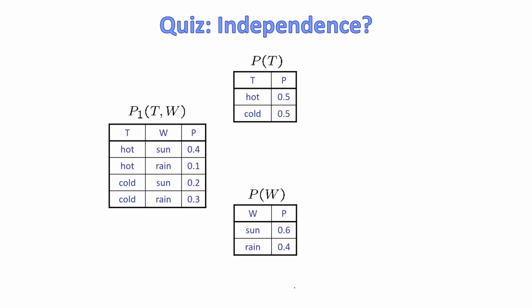Okay, let's take an example. Quick quiz. If I have this joint distribution, which is given to us, and we also have these two marginal probability distributions for the same variables, can you check if these two variables, based on the tables that we are given here, are independent or not? Can we say that T and W are independent or not, and why?